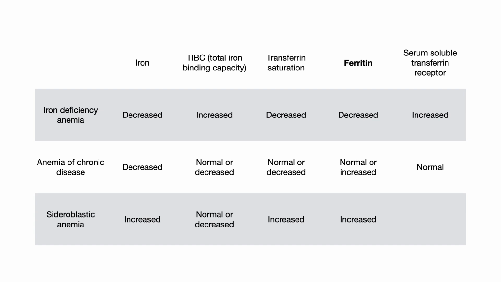And then sideroblastic, remember the little rings of iron around the nucleus, the iron will be increased, the total iron binding capacity will be normal or decreased because they've basically saturated it. Transferrin saturation is up because it's, like I said, basically saturated. They have plenty of iron, and the ferritin will be increased.